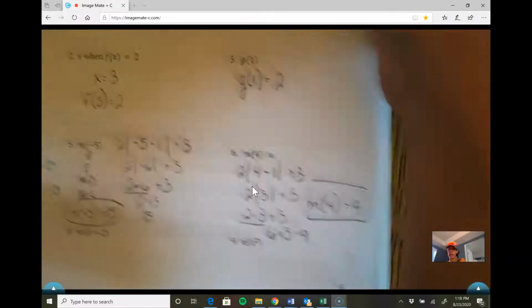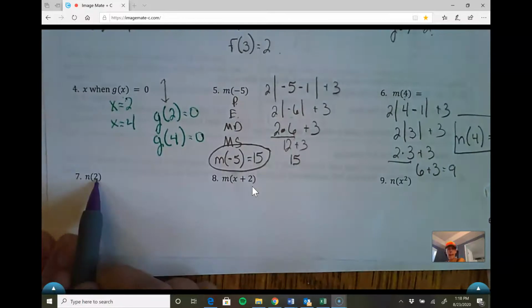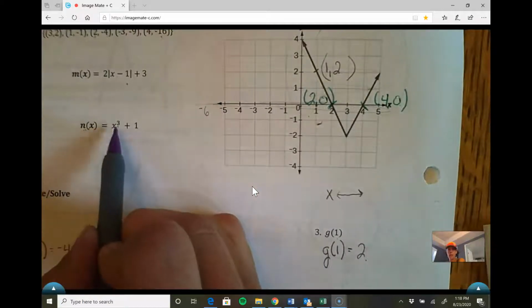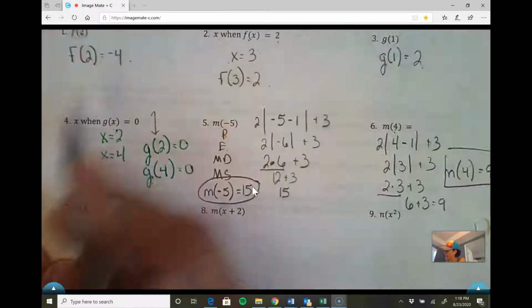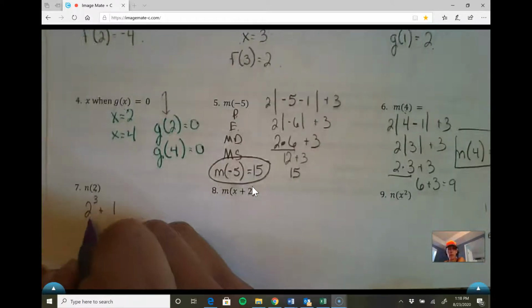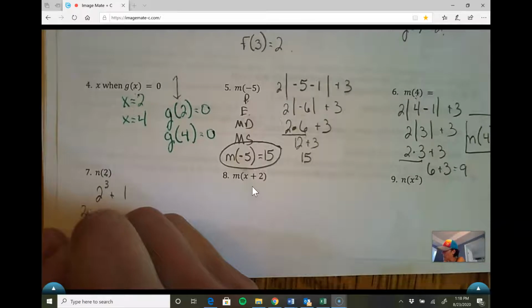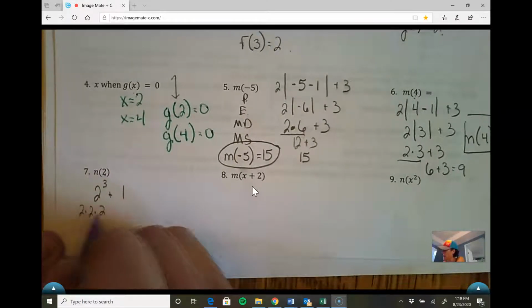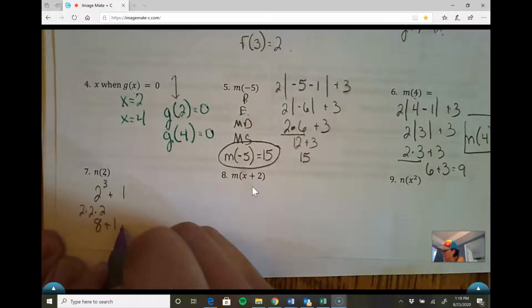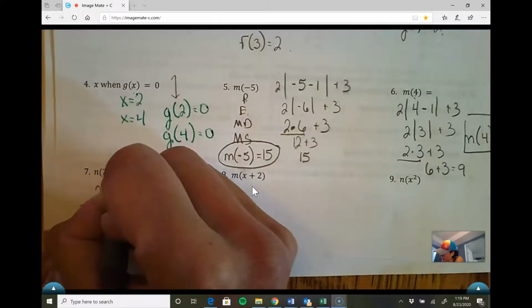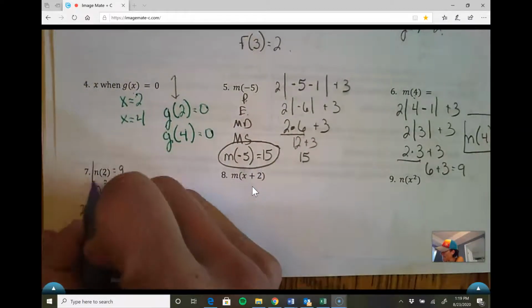All right, let's keep working through the functions. So this one is going to have 2 going into n of x. So I'm, again, asking myself, what's this function going to be worth when this x becomes 2? So it'll be 2 to the third power plus 1. And remember, 2 to the third power, that's not 6. That's 2 times 2 times 2. So there's 4. 4 times 2 is 8. 8 plus 1 is 9. So if I'm feeling a little lazy, I'll just go up here and do that.